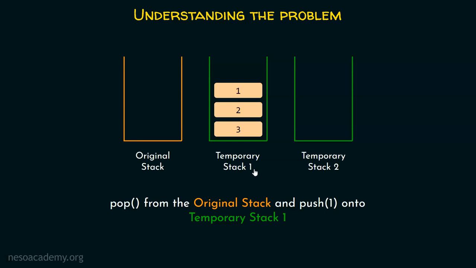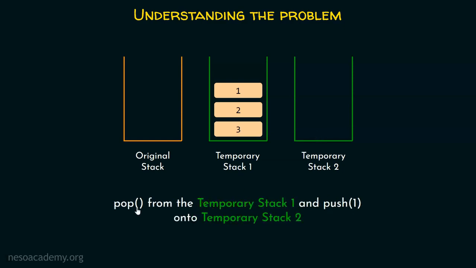Now the next thing we will do is, after pushing all these elements onto temporary stack 1, we will pop the elements out of this temporary stack 1 and push all these elements inside temporary stack 2. This is what we will do next. We will pop the element from temporary stack 1 and push this element onto temporary stack 2. Obviously, this is the topmost element of temporary stack 1. So after calling the pop function, definitely this element will get popped out of the stack, and after calling the push function, this element will get pushed inside temporary stack 2.